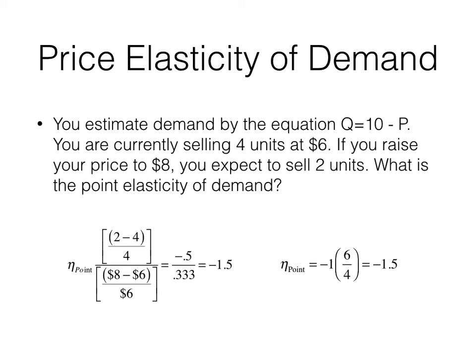Using the equation I just used, the slope of the demand curve is -1. Price over quantity, 6 divided by 4, times -1 is minus 1.5, and they're the same thing. So you're getting the exact same answer. One is calculating based on the figures on 2 points, and the other is simply using the slope of the demand curve in order to calculate what elasticity is at that given point.